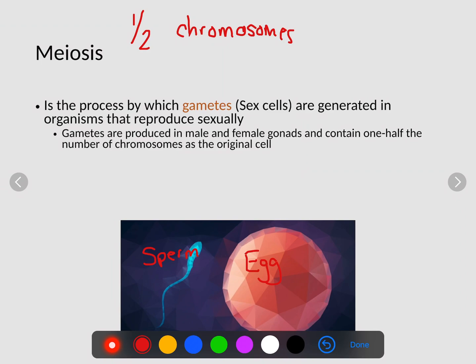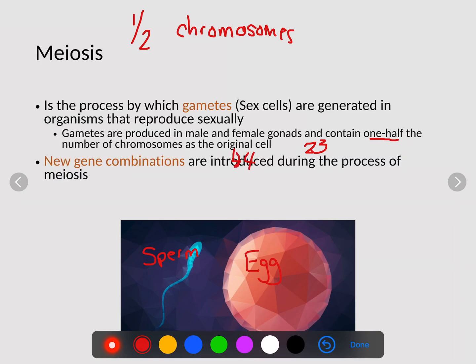Now, gametes are produced in male and female gonads, and again, they contain 1/2. In humans, that number is 23 chromosomes as opposed to the original cell, which would be 46. So again, this is where these new combinations of alleles are produced. So because of events like crossing over and just the simple fact of the mixing of genes, we get new combinations.